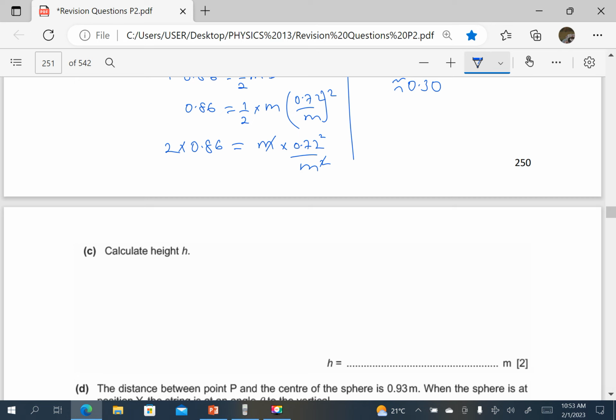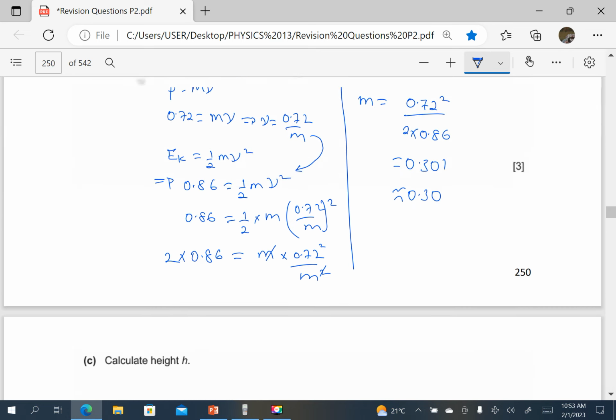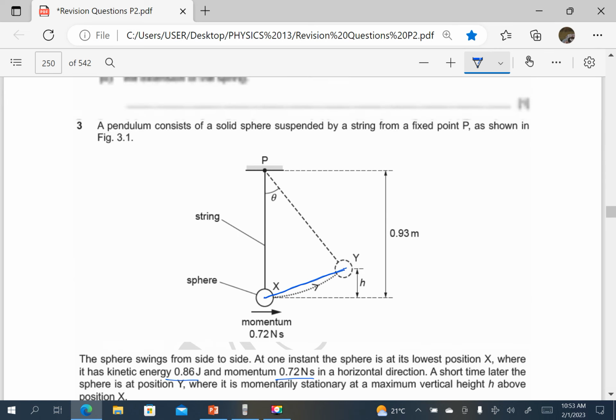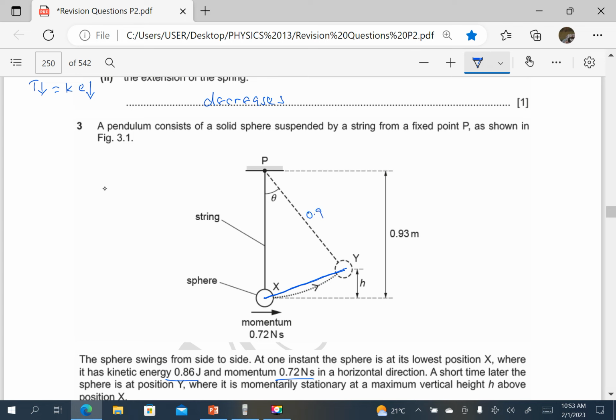Calculate the height h. Let's first go back to the diagram to see height h. I want you to note that the distance PY is 0.93 meters. The distance PX is also 0.93 meters. It is the same material, it has just been displaced.